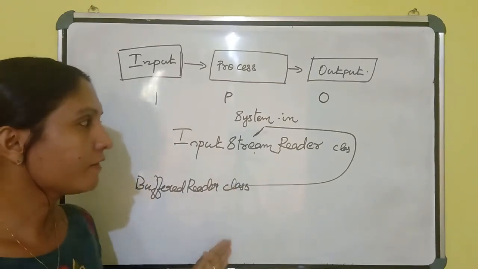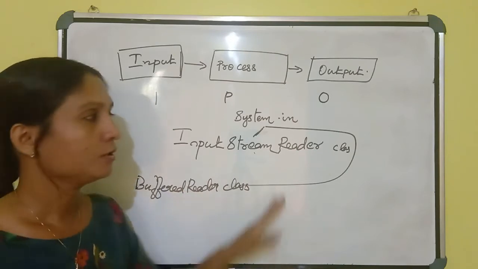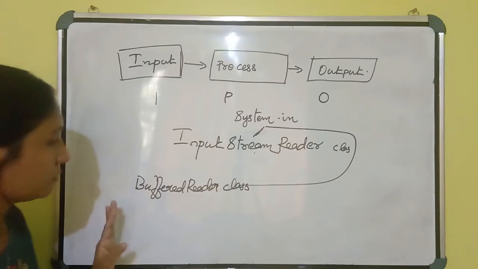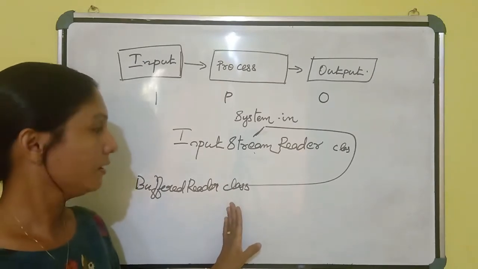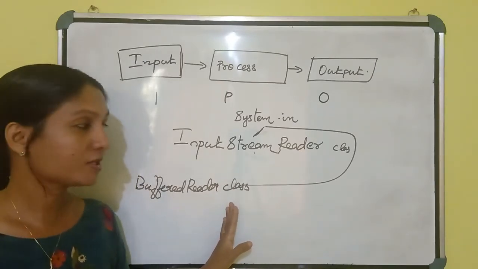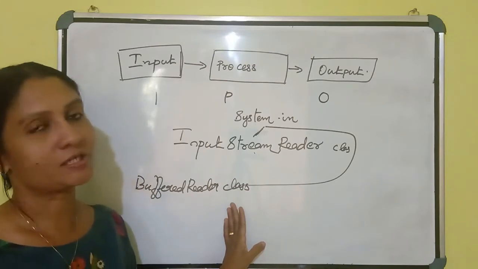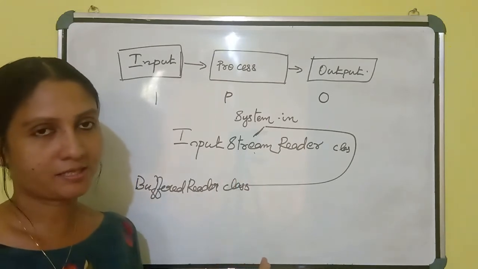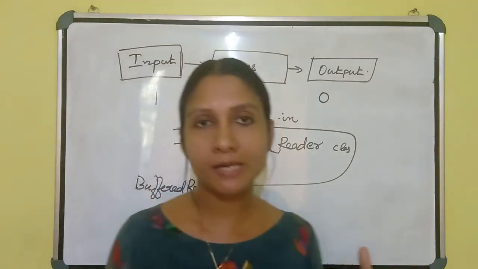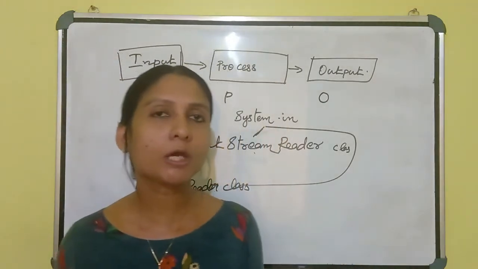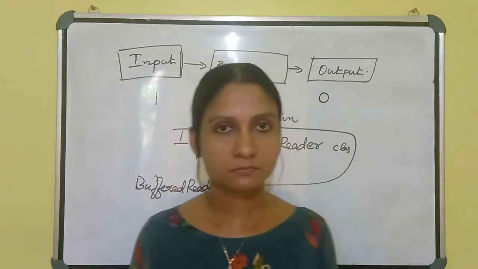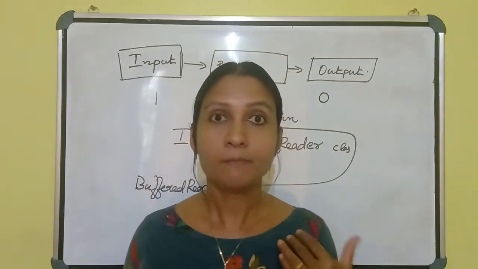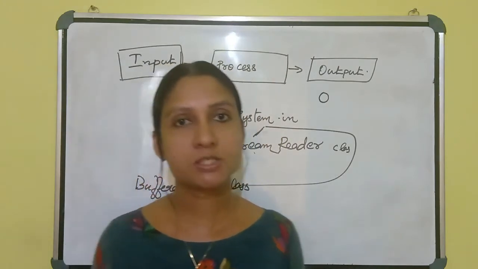Because of that we are using both these classes. To read input values we are using the input stream reader class, and to store the values we are using the buffer reader class. It works as a temporary storage memory area. These are the uses of these two classes. After that, with the help of an example, I will explain how you can create a program using this input stream reader class. Before that, we have to study the functions.